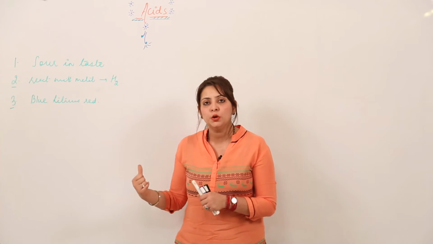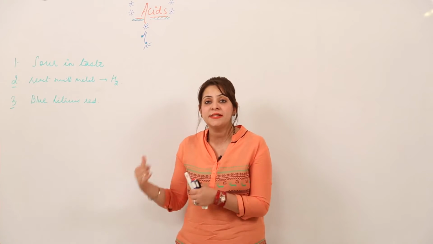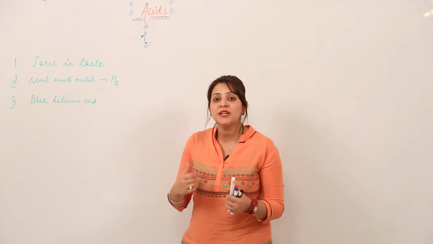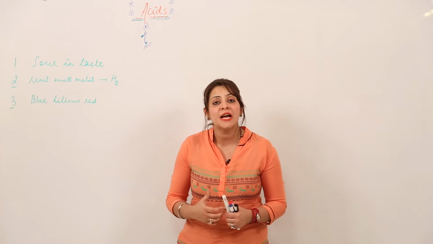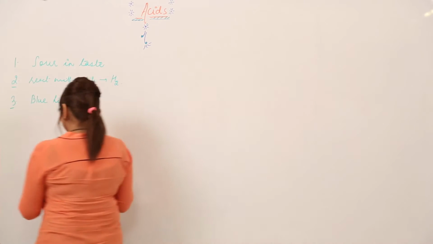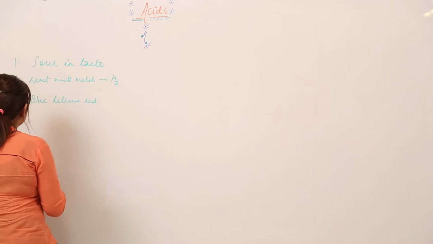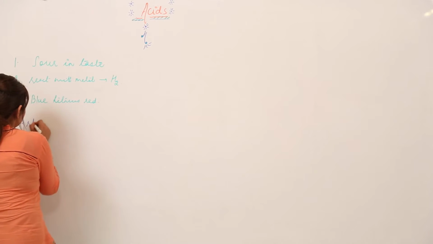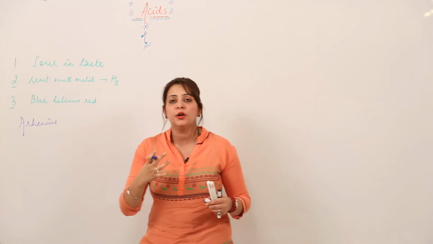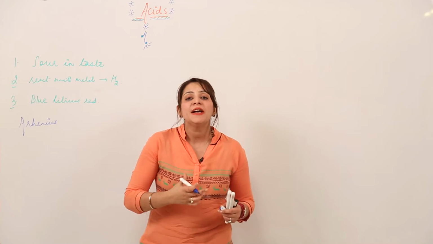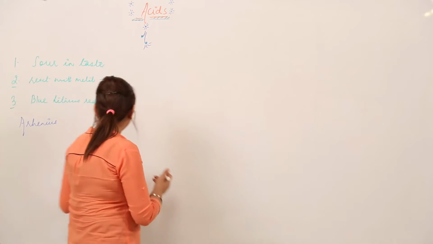So just look at the board. What does Arrhenius say, or what is the criterion chosen by Arrhenius to decide that a substance is an acid? Actually, Arrhenius was the one who provided the information on the chemical nature of substances by giving his theory, that is the Arrhenius theory.